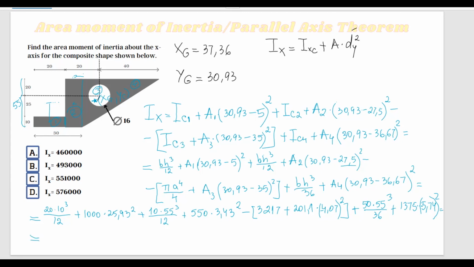And now equals. So I did this calculation one time before this video, and I hope I did it right, because I got a value of, let's say, Ix of this entire composite shape equals 551,087.8. So you do the calculations, and if you get something else, let me know in the comment section below, because I might have made a mistake. It's possible, but I hope I didn't. So the correct answer is C, 551,000. The closest is C.